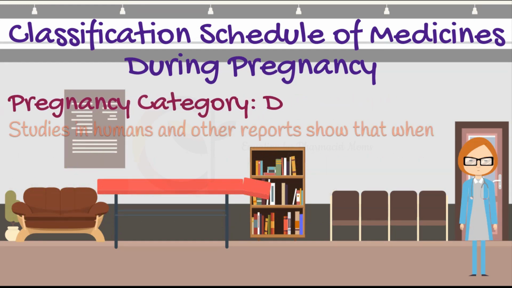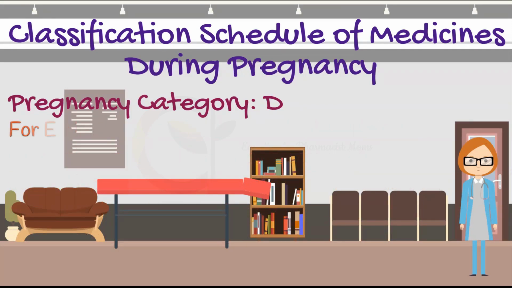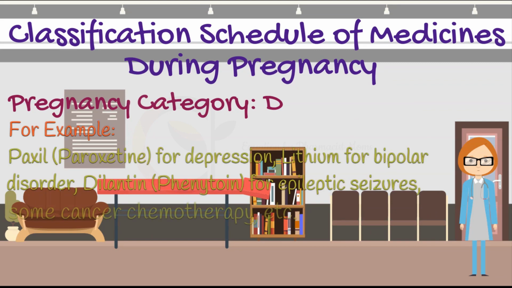Pregnancy category D. Studies in humans and other reports show that, when pregnant women use the medicine, some babies are born with problems related to the medicine. However, in some serious situations, the medicine may still help the mother and the baby more than it might harm. For example, paroxetine having brand name Paxil for depression, lithium for bipolar disorder, phenytoin having brand name Dilantin, for epileptic seizures, some cancer chemotherapy, etc.